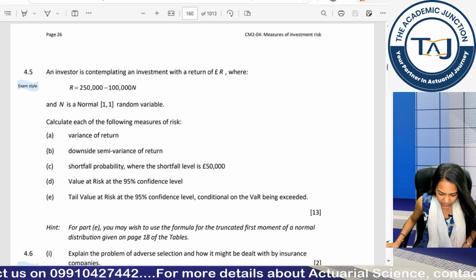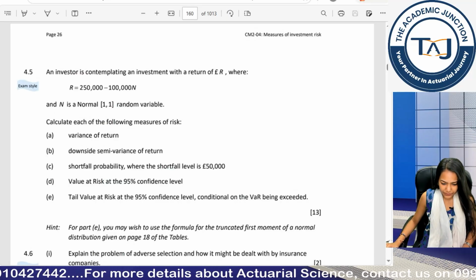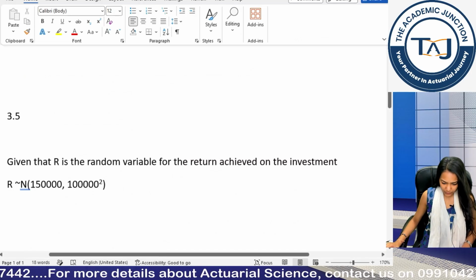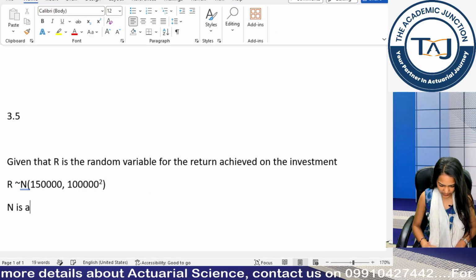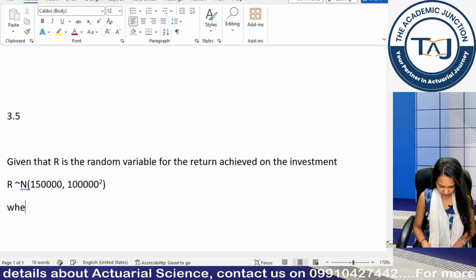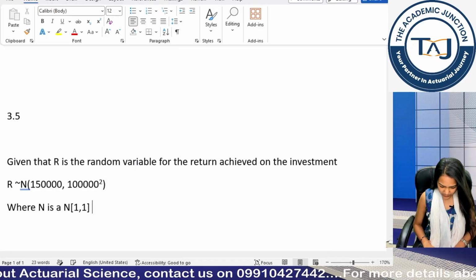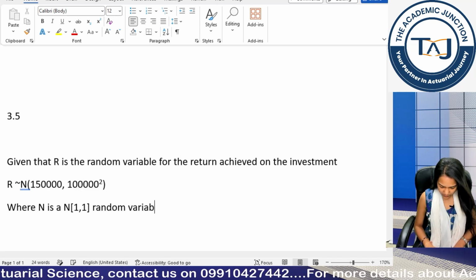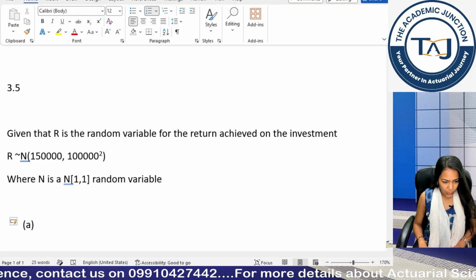And what else we have been provided is that N is a normal 1, 1 random variable. N is a normal 1, 1 random variable. So, let us start with the first part, which is the variance of return.